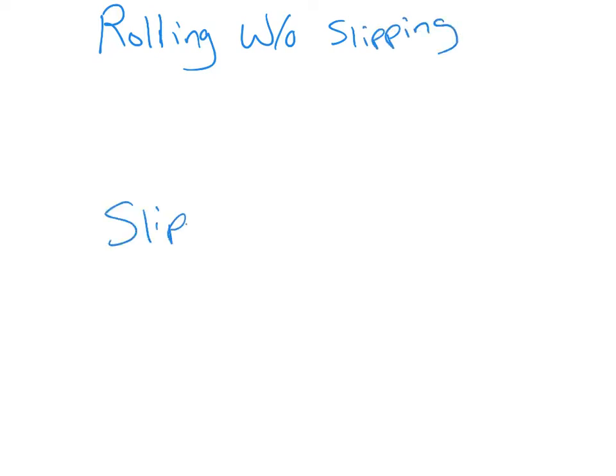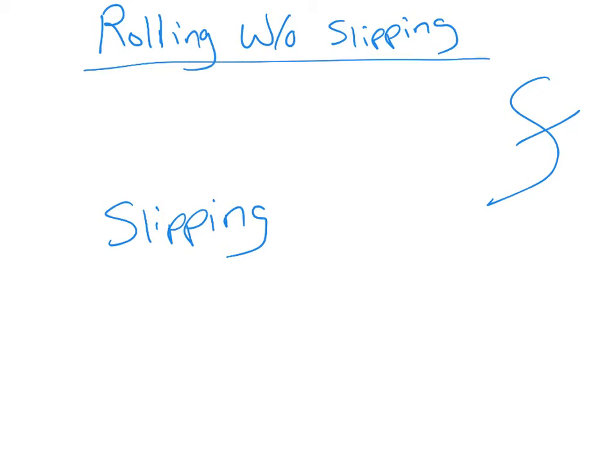Okay, so to continue a bit, let's talk about what it means to be rolling without slipping and slipping. And specifically, what does friction do in these cases? How does friction operate in these cases? If you're rolling without slipping, then friction is doing no work. That's important. So if there is a coefficient of friction, but you're rolling, there's no work being done by friction.